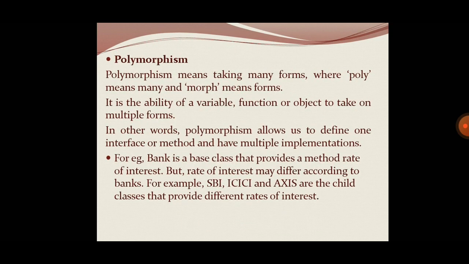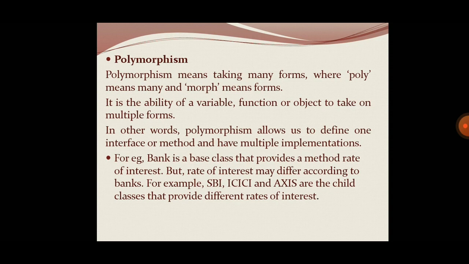Next is polymorphism. It is taking many forms. Poly means many, morphism means forms. So it is the ability of a variable, function or object to take on multiple forms.